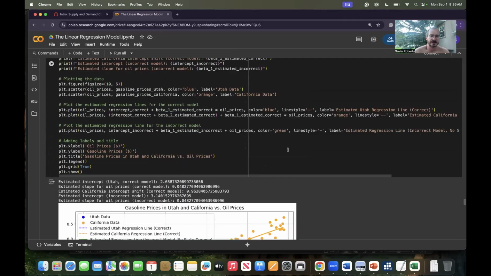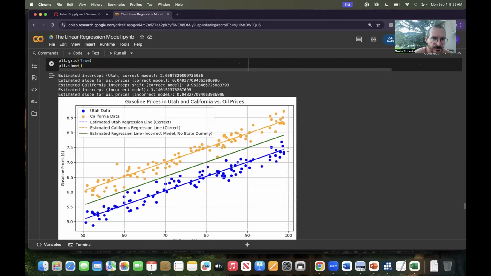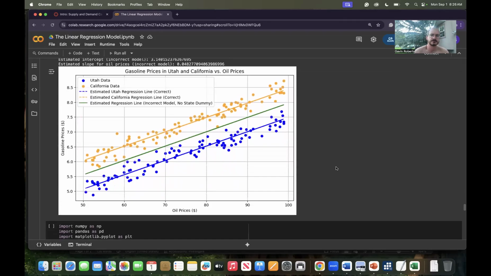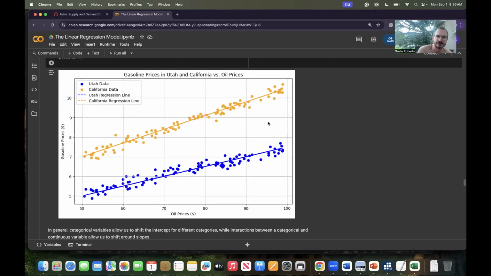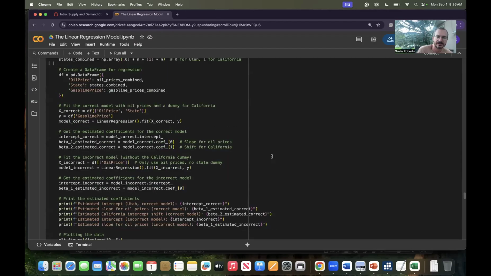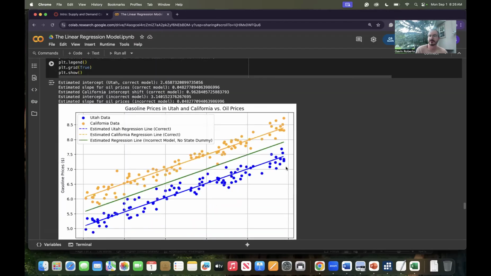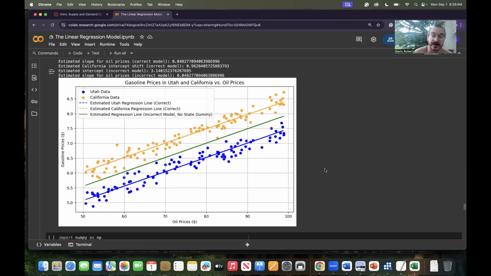And so we can see also what would happen if we ignored some of these things. And we can do this in the data. So this is essentially the same model, except now I'm forcing them to have the same slope, but a different intercept. And now we can see what would happen if we didn't use the categorical variable.